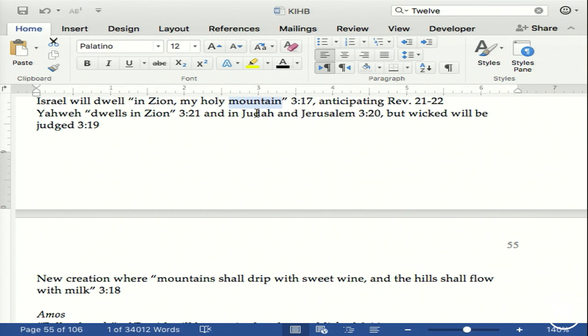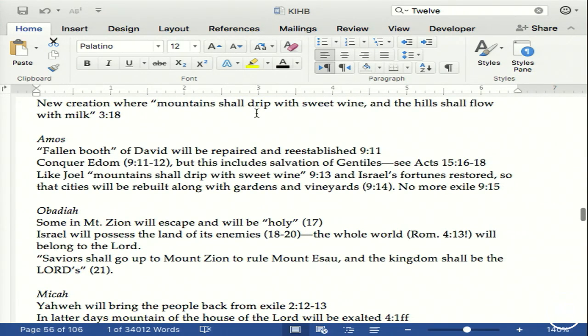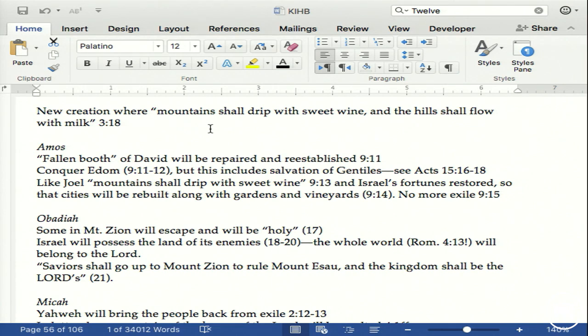Well, Revelation 21 and 22, that new Jerusalem comes down from heaven, right, to earth. There's the new creation where mountains shall drip with sweet wine and the hills shall flow with milk. Well, that's poetic language, isn't it? Poetic language of the lavishness and beauty of the new creation.